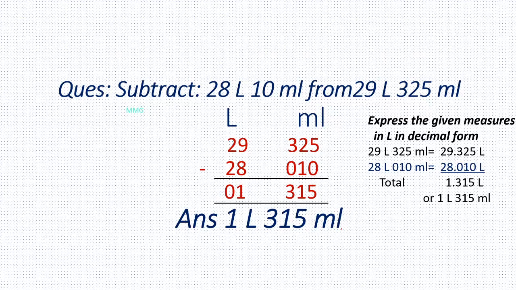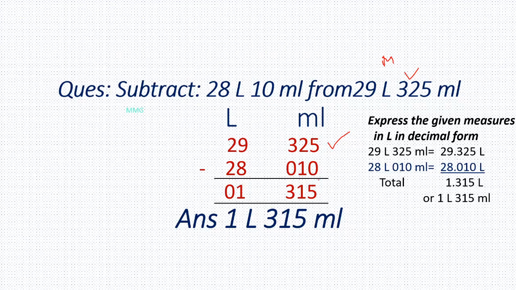So here our question is subtract 28 liter 10 milliliter from 29 liter 325 milliliter. So children, here 29 liter 325 milliliter is the bigger capacity. So your first step is to write liter and milliliter. After that you have to arrange the capacities. You will write the bigger capacity at the top, and then you will write 28 liter, then 10 milliliter. So children, look here, we have 2 digits before milliliter, and here I have written 0.